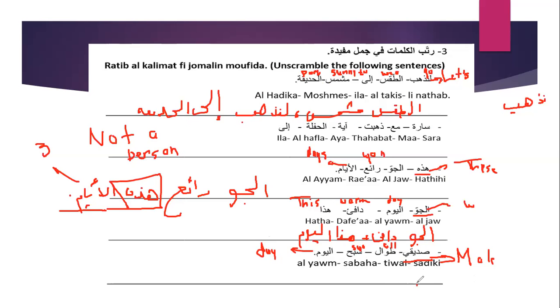So صديقي. Then what do we use? The verb سبح. Tiwal, which is all. اليوم. Okay. By this, guys, we finished this worksheet, this recorded video.